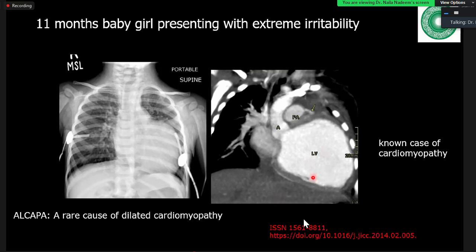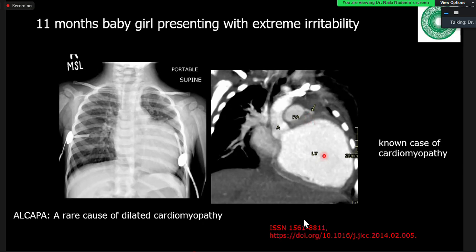This is our baby who presented to us with extreme irritability, an 11-month-old girl, and it was a known case of cardiomyopathy. So they wanted to know further about it because the cardiologist couldn't see where the left coronary artery is coming from. So we did a CT scan, and you can see this is the pulmonary artery, this is the aorta, this is the left ventricle, and look, from the pulmonary artery, the left coronary artery is coming out.